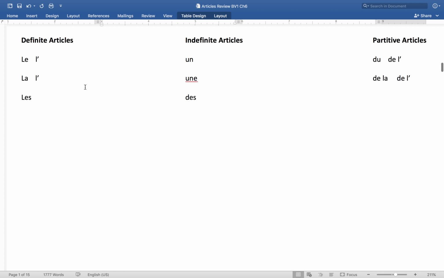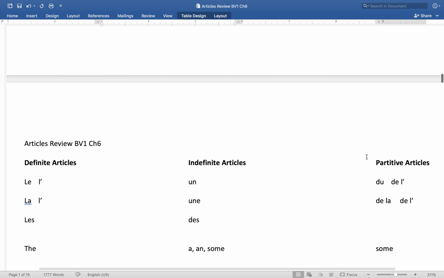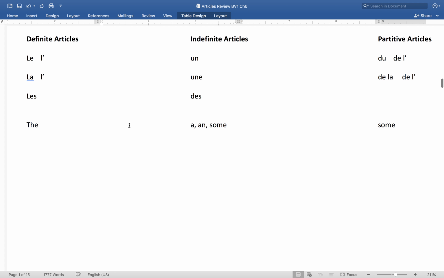Definite articles are le, la, les, and remember if it's singular and it starts with a vowel or H, you have L apostrophe. Indefinite articles, un, une, des. Partitive articles, du, de la, and de L apostrophe. Fair enough, but what do they mean?